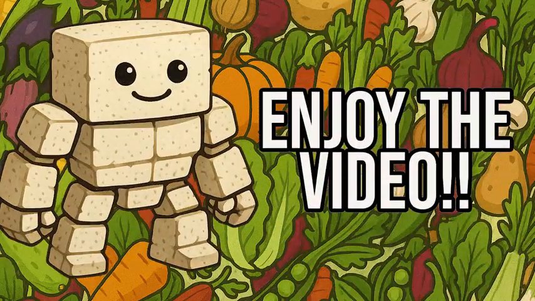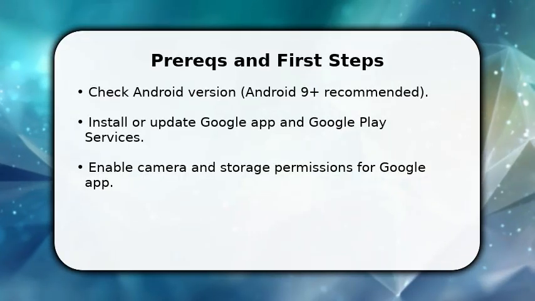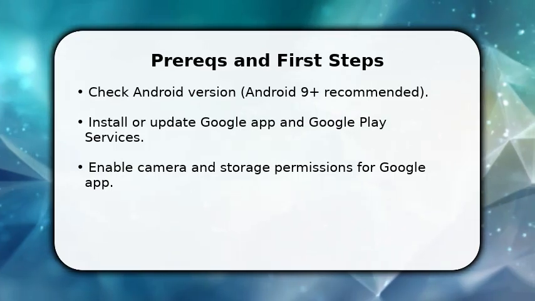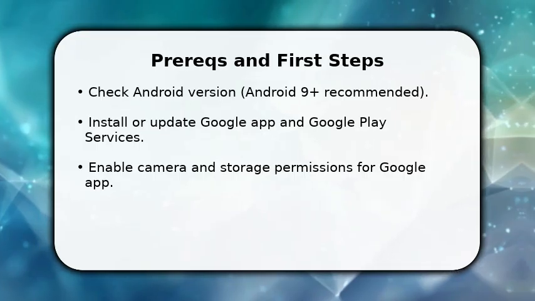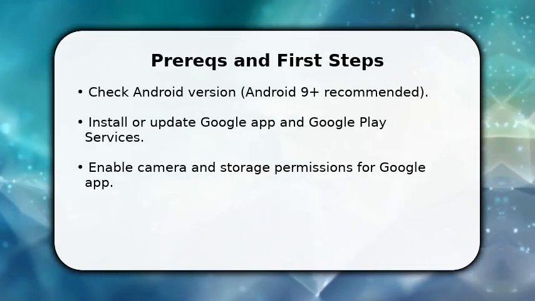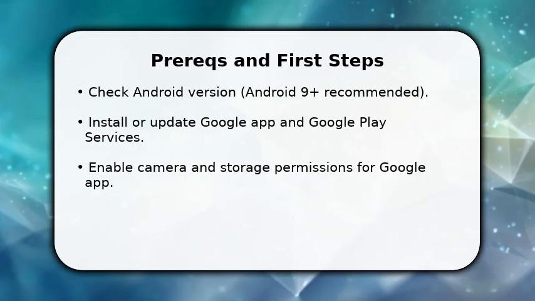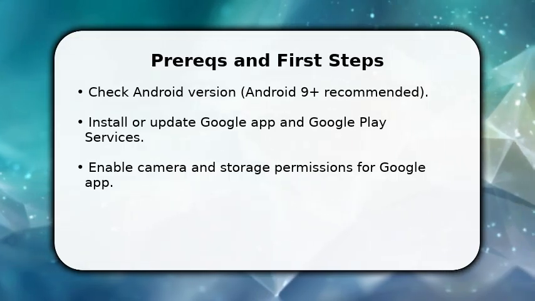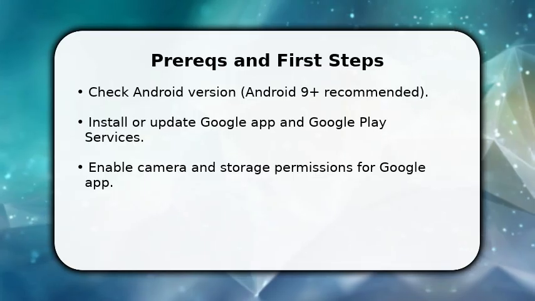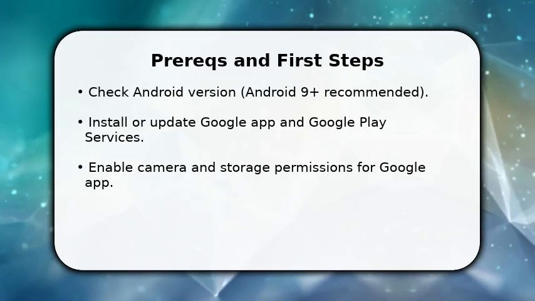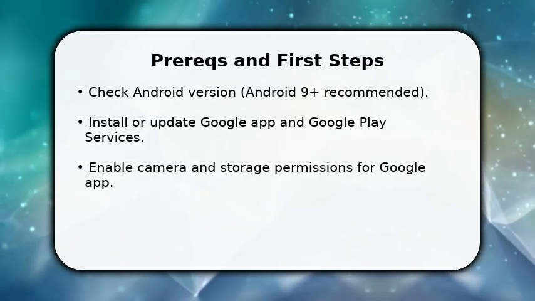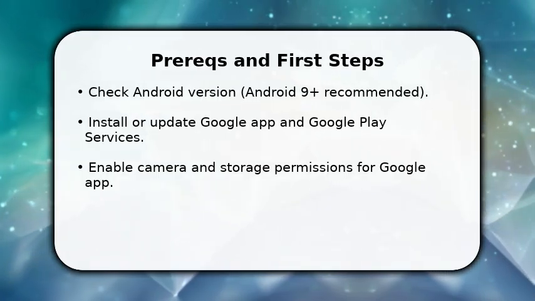Please enjoy the video. You'll start by confirming prerequisites so Lens runs cleanly. Check your Android version and update the Google App and Play services. Once done, open Settings and grant camera and storage permissions to the Google app. That lets Lens access images and live view. Make sure location is allowed if you want place data. You're doing this now because missing permissions or outdated services block Lens.